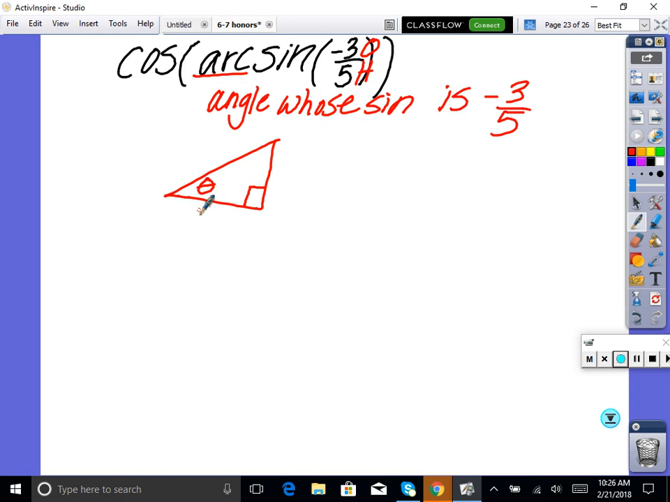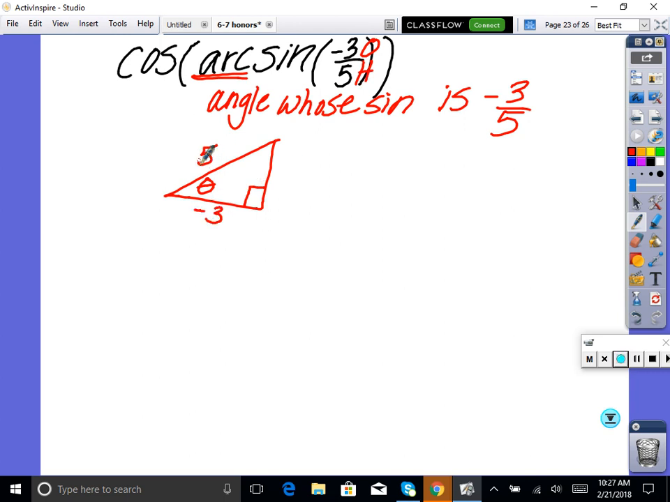Correct. We couldn't plug that in. Good point. You could check to make sure that that fraction is actually a decimal between -1 and 1. We could do it. This means we have an angle whose sine, arc and inverse sine mean the same thing, right? We talked about that, just writing it two different ways. So we have an angle whose sine, opposite over hypotenuse, is -3/5.